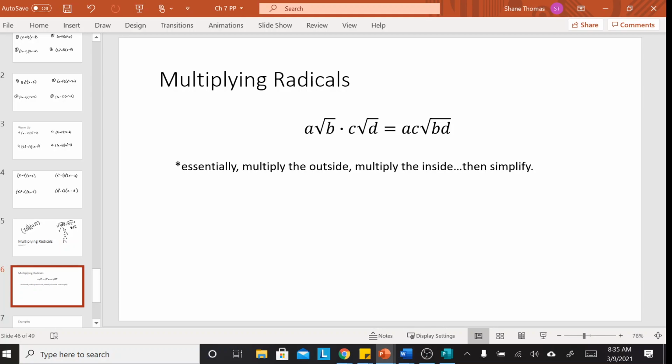Okay? You could simplify them first and then multiply, but then that's actually more work. Right? I personally would rather multiply them and then simplify, because then you have to simplify it once. Okay, so multiply the insides, multiply the outsides, then simplify as before.